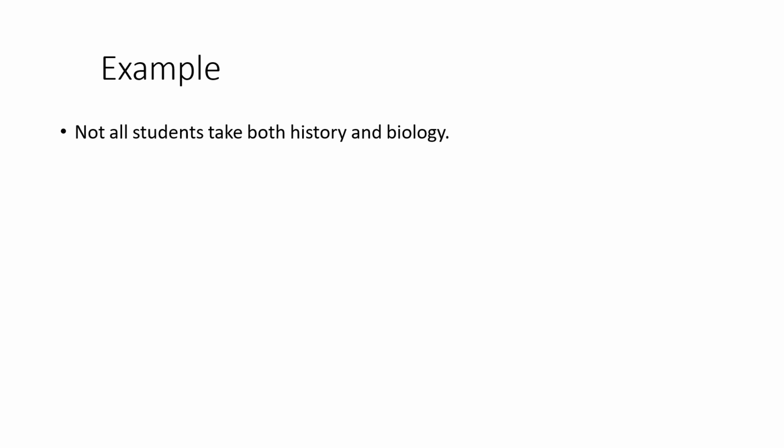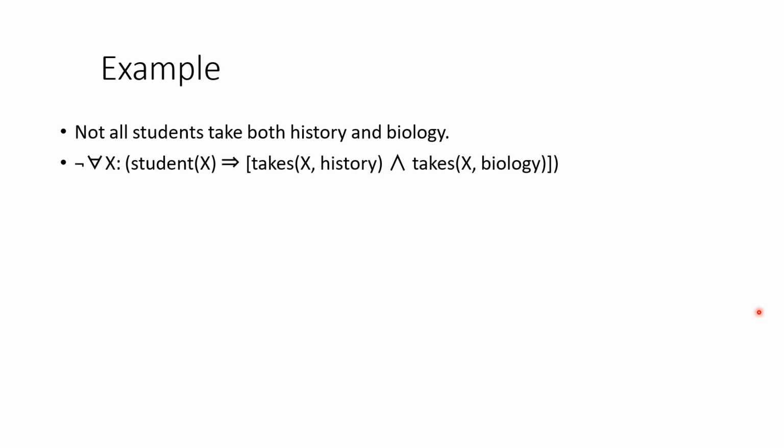Then we will see: not all students take both history and biology. Not all students means not of the universal quantifier, not for all X. When X is a student, it implies that X takes history and X takes biology. So takes X comma history and takes X comma biology.